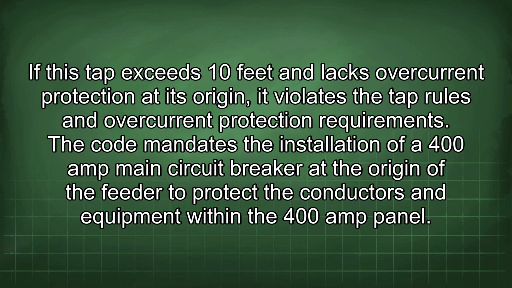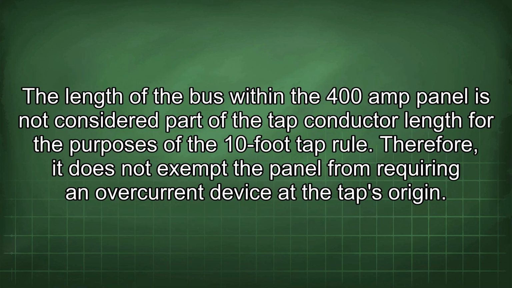If this tap exceeds 10 feet and lacks overcurrent protection at its origin, it violates the tap rules and overcurrent protection requirements. The code mandates the installation of a 400 amp main circuit breaker at the origin of the feeder to protect the conductors and equipment within the 400 amp panel. The length of the bus within the 400 amp panel is not considered part of the tap conductor length for the purposes of the 10-foot tap rule. Therefore, it does not exempt the panel from requiring an overcurrent device at the tap's origin.